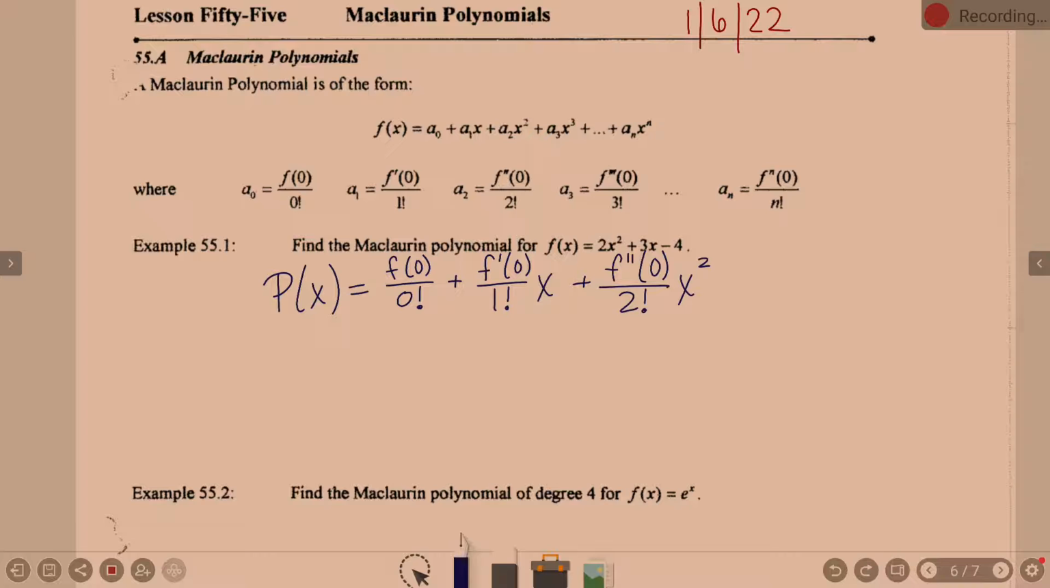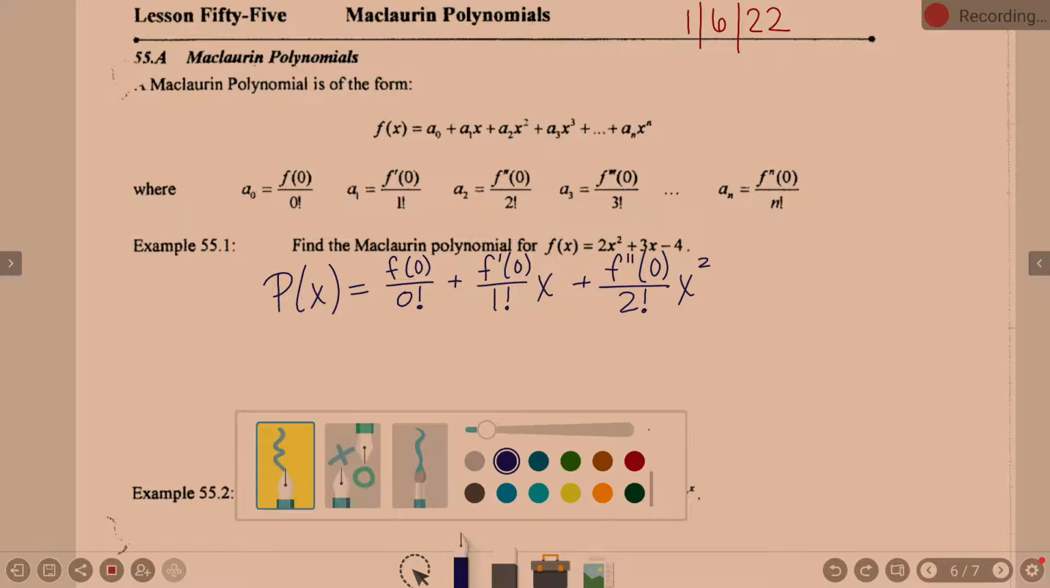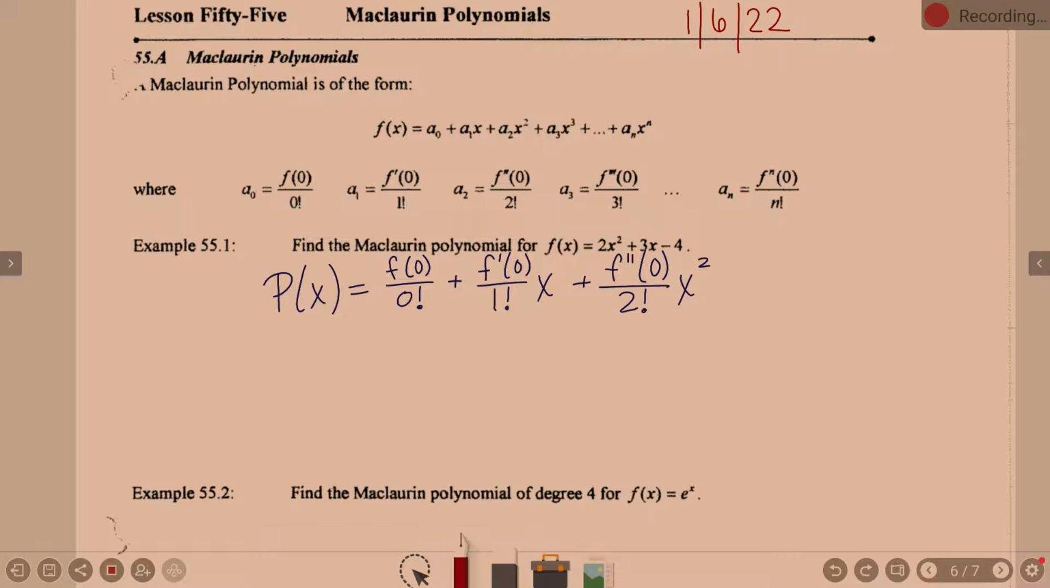Let's see. Helpful side information. So we find a couple of derivatives on this one real quick. We have f of x, obviously. I would like to think basic calculus here. Do we know the first derivative of 2x squared plus 3x minus 4? Does that sound familiar? First derivative is 4x plus 3.